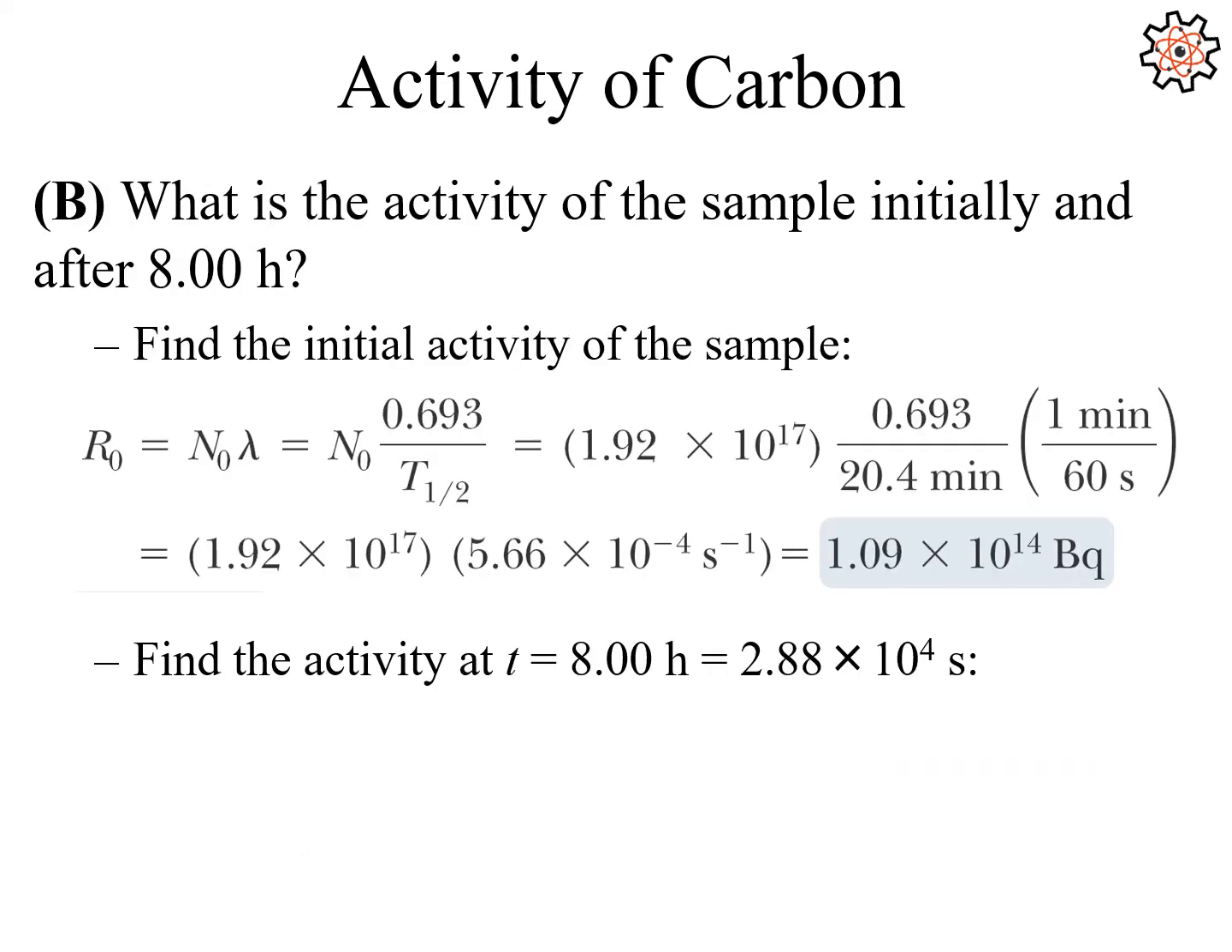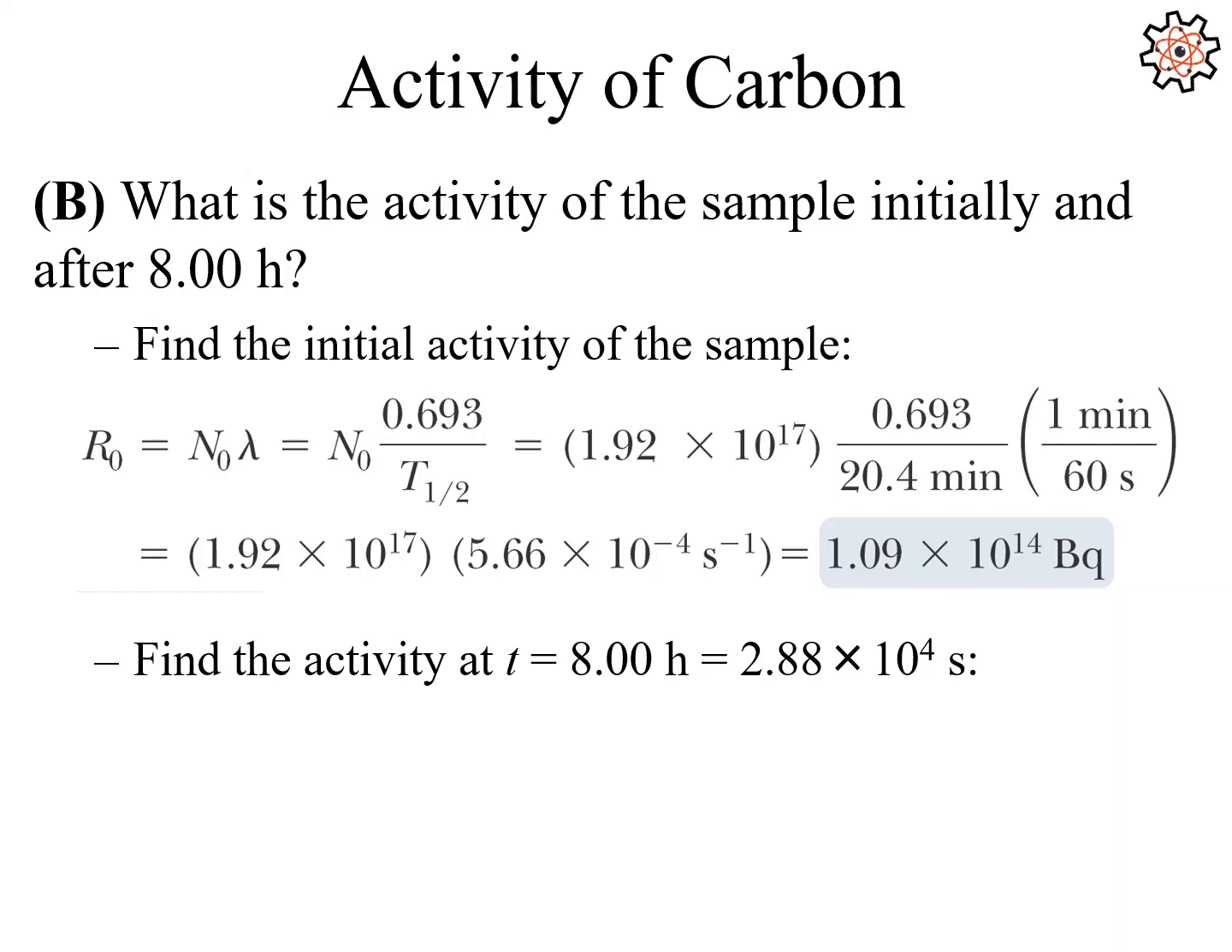For a second question, what is the activity of the sample initially and after 8 hours? Initially, R0 equals n0 lambda. We know n0 now. Lambda we can find from knowing the half-life, which is 20.4 minutes, but the units aren't given in an immediately helpful form. We need that in seconds, so we need to do a units conversion. 1 minute is equal to 60 seconds, so if we write what is in brackets there as equal to unity, then we have a units conversion. Minutes will cancel, and we will be left with something per second.